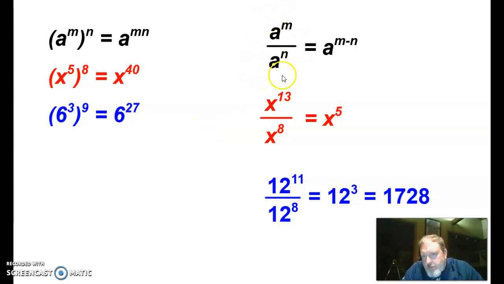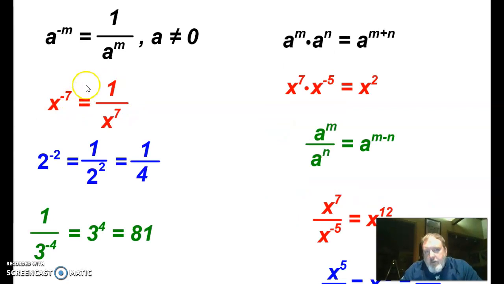This is our quotient property because we're dividing. When you take the quotient, go ahead and subtract your exponents as long as they're the same base. So x to the 13th over x to the 8th, so 13 minus 8 is x to the 5th. And 11 minus 8 will be 12 to the 3rd. And once you start getting to some bigger numbers, as long as the exponent's not too big, you can go ahead and do that. So 12 to the 3rd is 1728. If this was the 7th or 8th power, we'd probably just leave it because, again, you get a ginormous number.